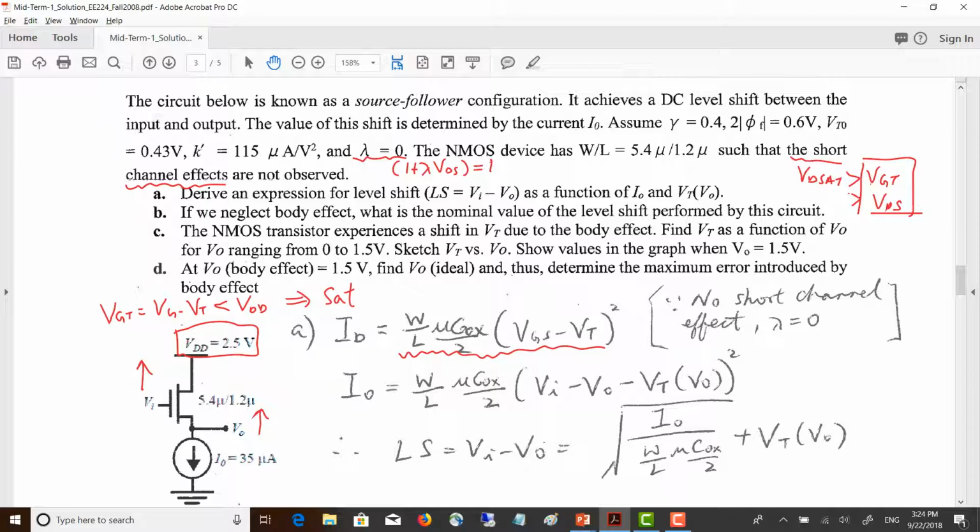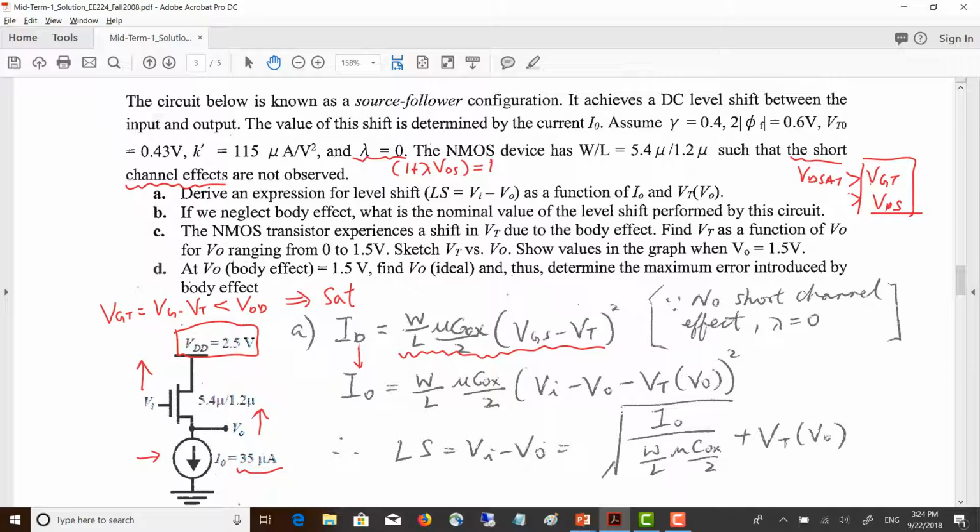What is ID? ID is just equal to I0. So some people are confused when they see this current source. This current source has no effect except that it just makes sure the ID through the transistor is always equal to the I0, which is 35 microampere. So if you can see this, then this is just a transistor that has current equal to 35 microampere, right? So we just substitute everything to here.